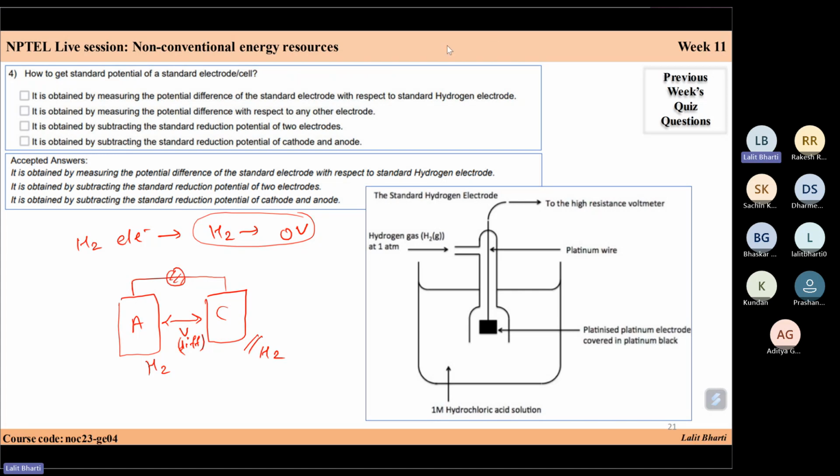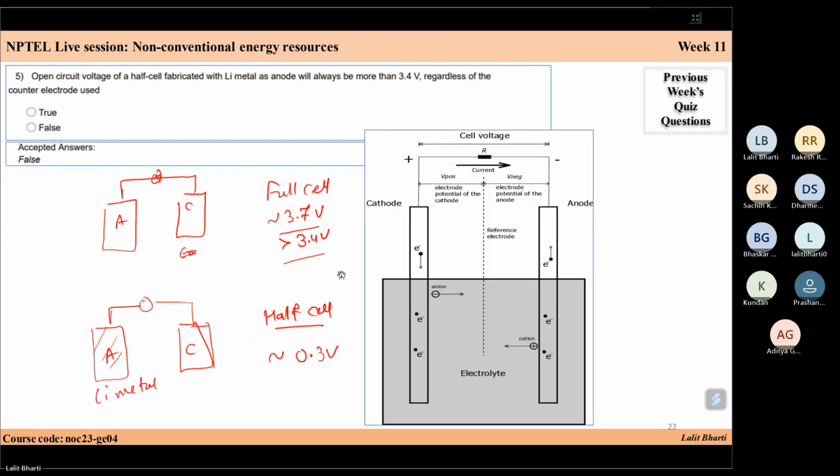So option 2 is not correct, else all three options are correct. Then we have the next question. It says open circuit voltage of a half cell fabricated with lithium metal as anode will always be more than 3.4 volt regardless of the counter electrode used.